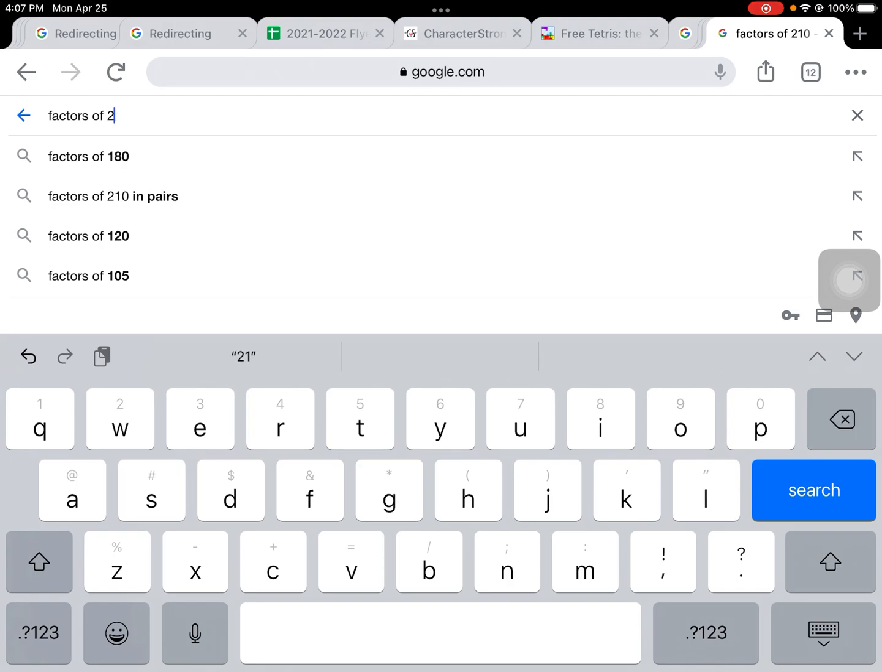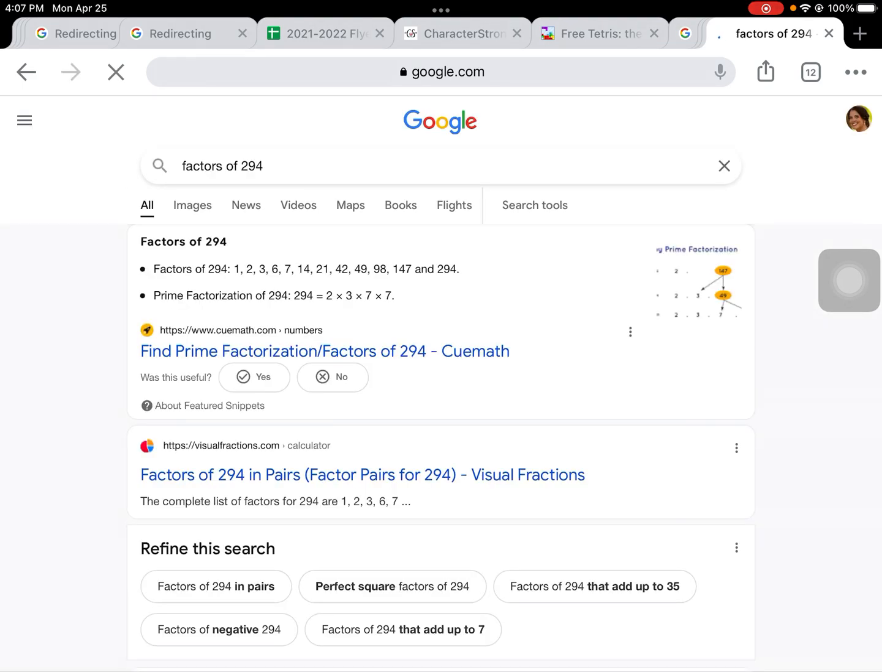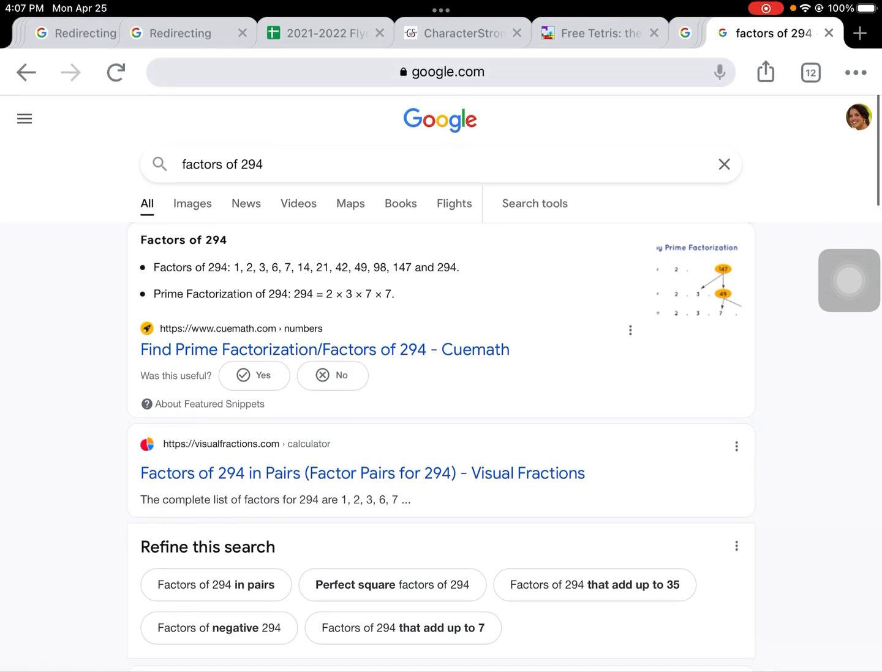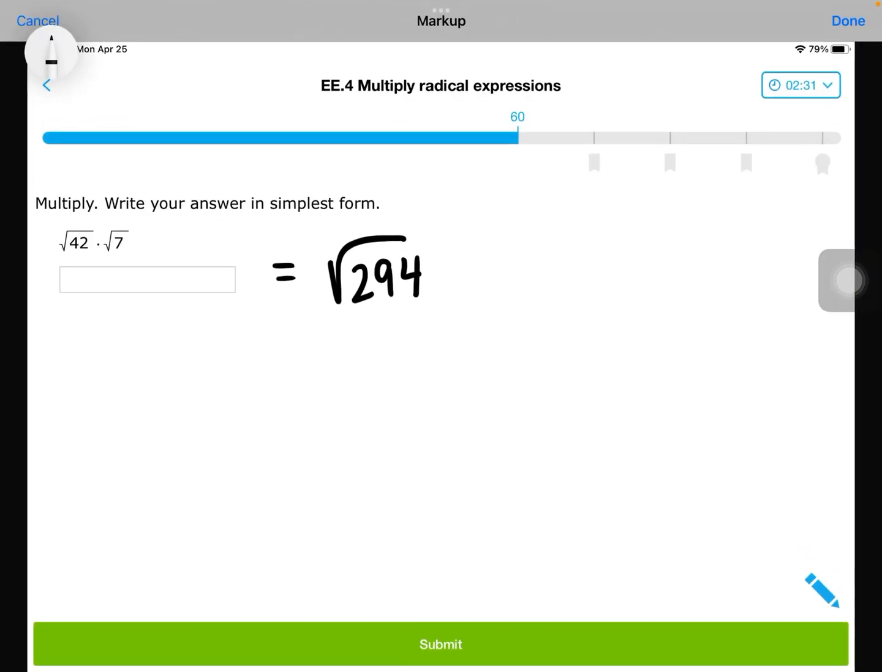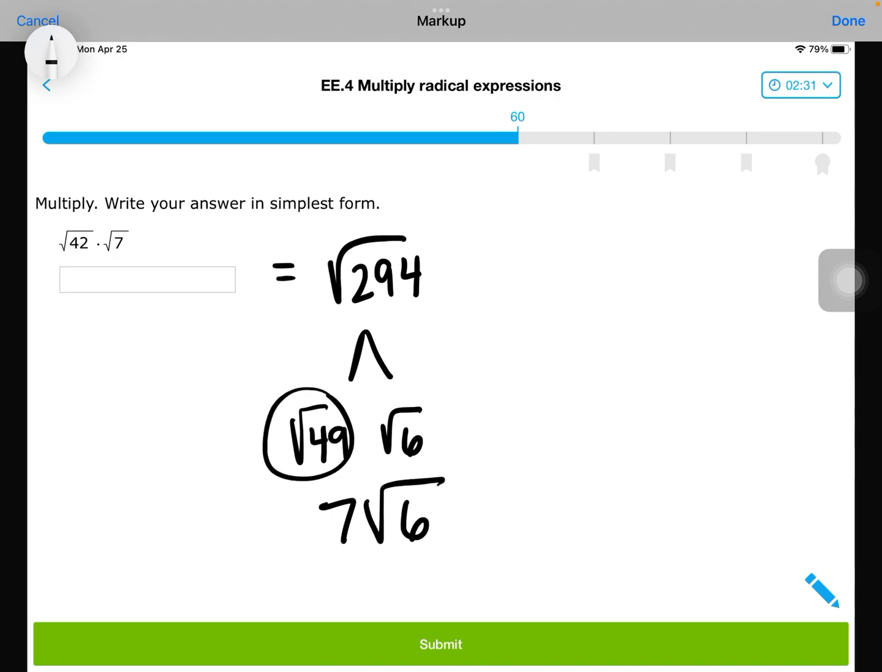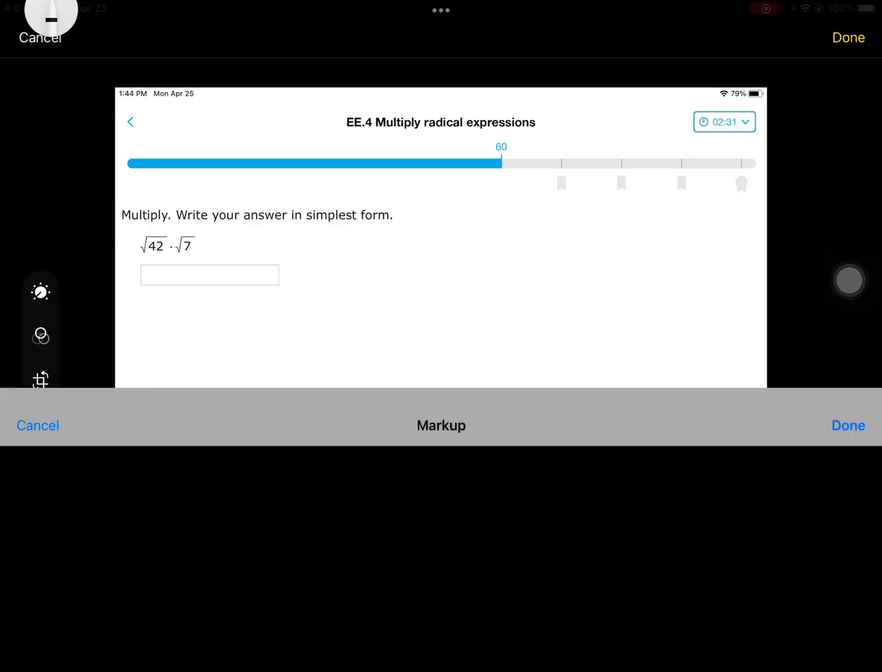So the factors of 294, I'm going to give you a list: 1, 2, 3, 6, 7, 14, 42, 49. Hallelujah, 49 is a perfect square. So this breaks into 49 and 6. The square root of 49 is 7, so the final answer is 7 root 6. The 49 can be evaluated. The square root of 6 cannot.